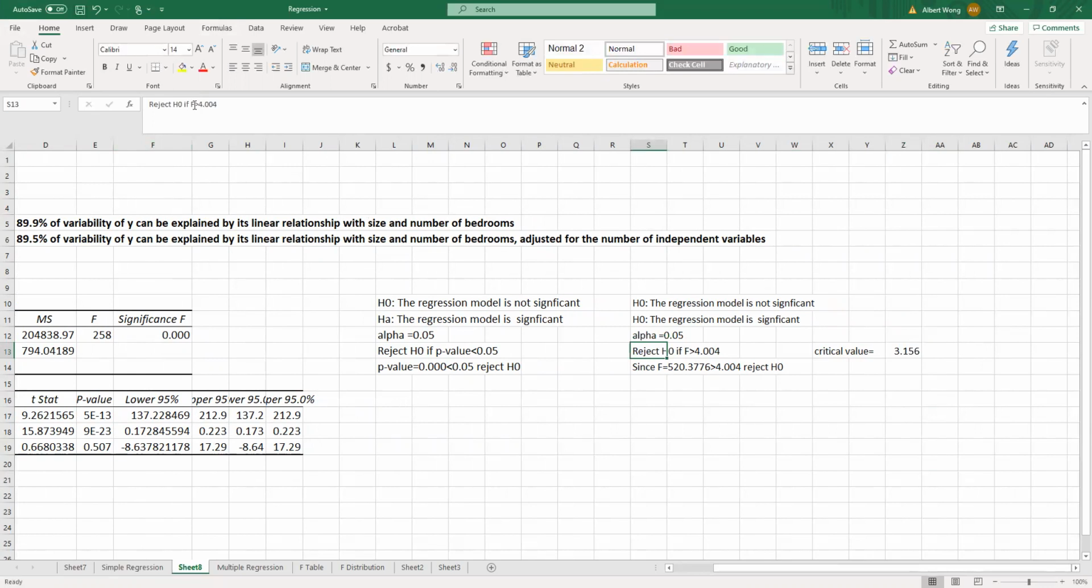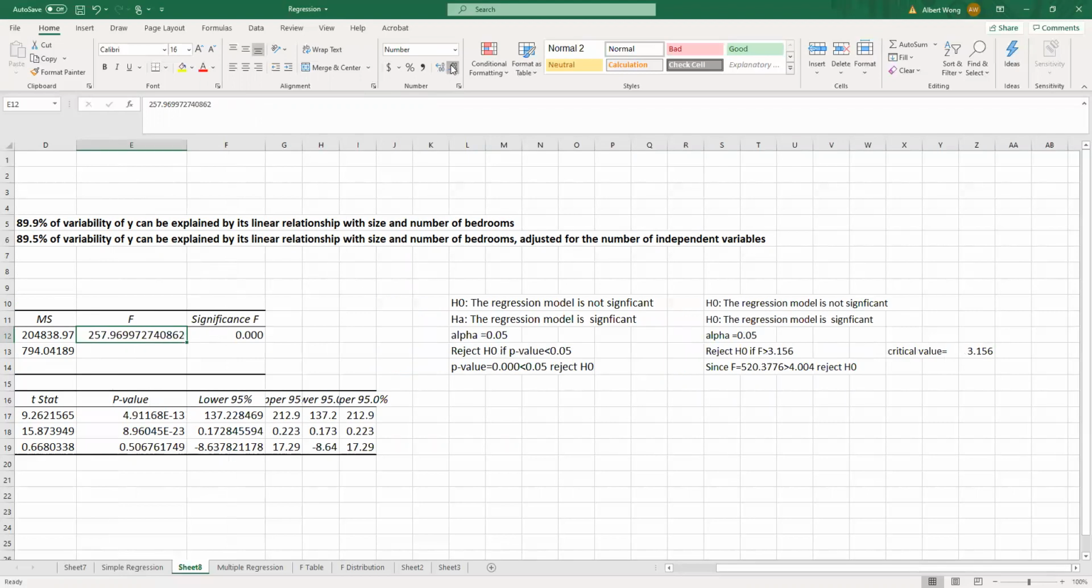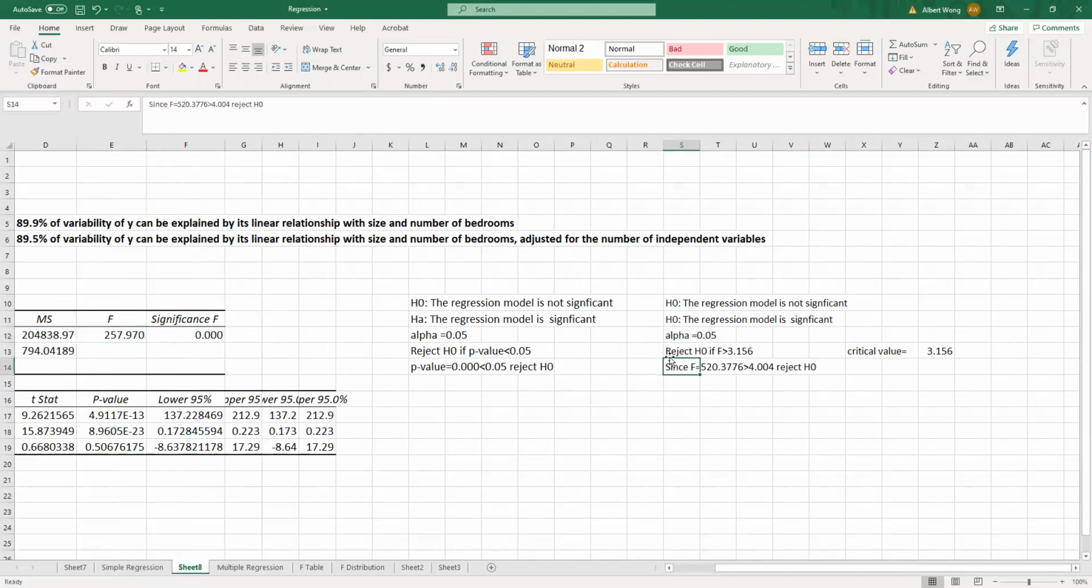So we say reject H0 if F is bigger than 3.156. And again, what is F? F is equal to 258, right? If you look at this number, it actually has a lot of decimal places. So F is equal to 257.97. Obviously, that number is still much bigger than the critical value, which is 3.156, right? So again, if you use the critical value approach, we would reject the null hypothesis as well.